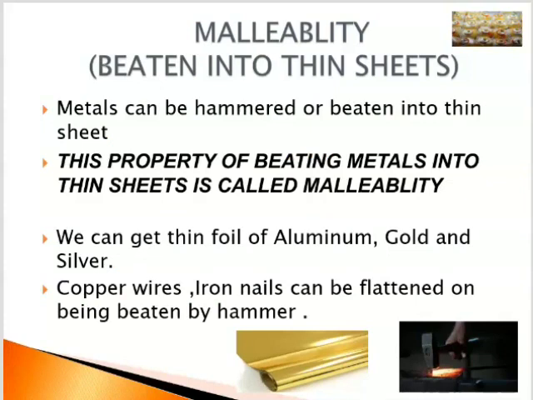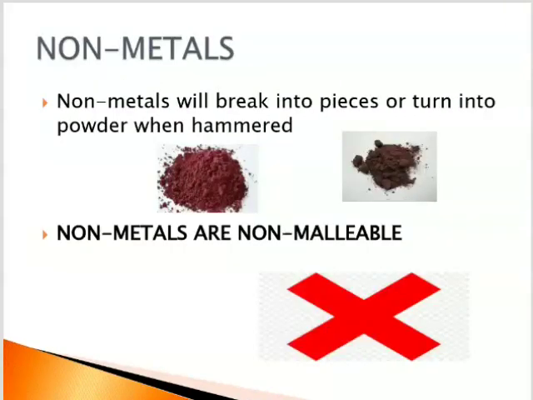Malleability. Metals are malleable. They can be hammered or beaten into a very thin sheet without breaking. This property of beating a metal into a thin sheet is called malleability. We get foils of metals because they are malleable. Gold, silver, aluminium are highly malleable metals. Non-metals are non-malleable. They break into pieces when hammered or beaten.